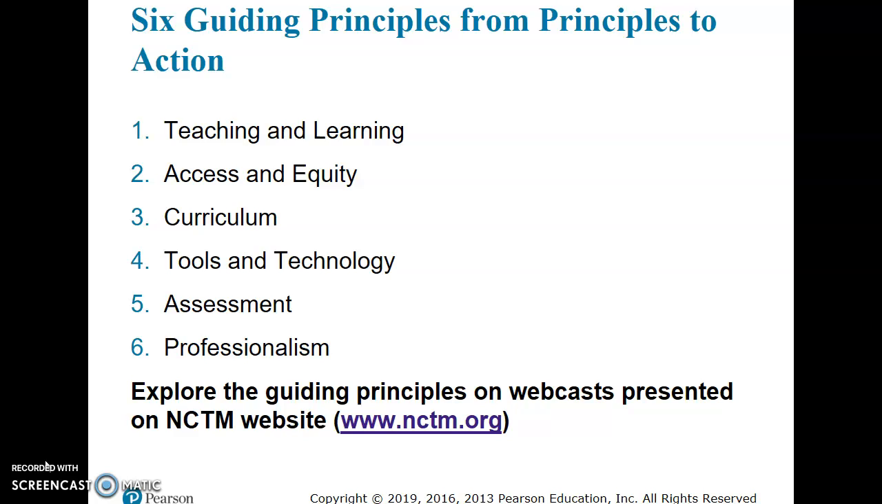Curriculum. Avoid thinking of your curriculum as a checklist or disconnected set of daily lessons. Tools and technology. Think beyond computation when considering the integration of technology. Assessments. Consider the use of multiple assessments to capture the variety of student performances.